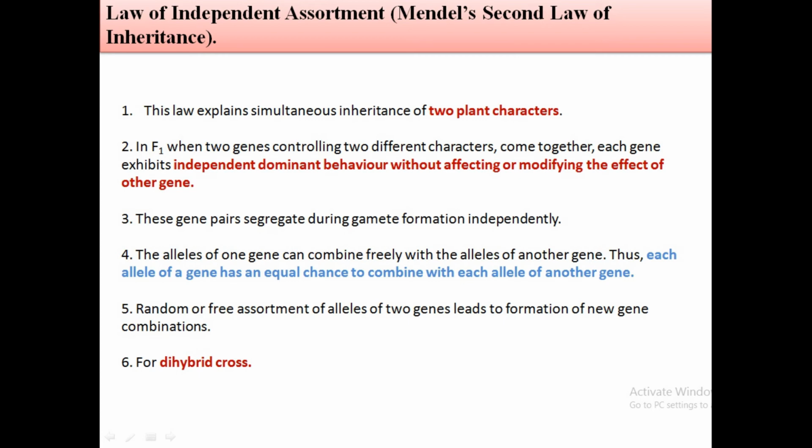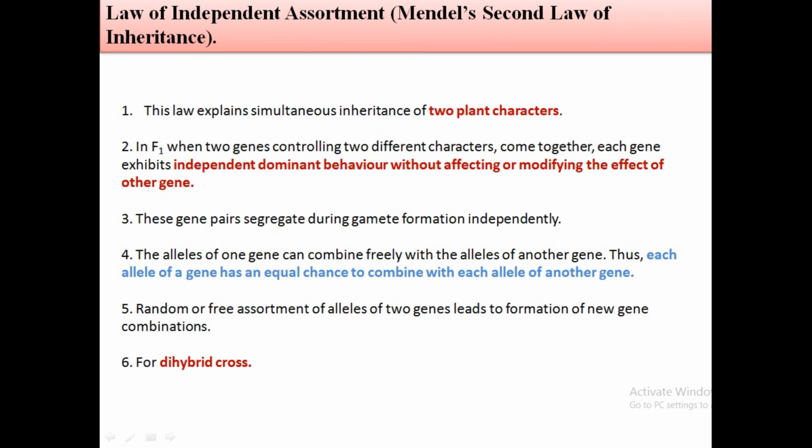In F1, the two genes controlling two different characters come together. Each gene exhibits independent dominant behavior without affecting or modifying the effect of other genes. These gene pairs segregate during gamete formation independently. The alleles of one gene can combine freely with the alleles of another gene. Thus, each allele of a gene has an equal chance to combine with each allele of another gene.